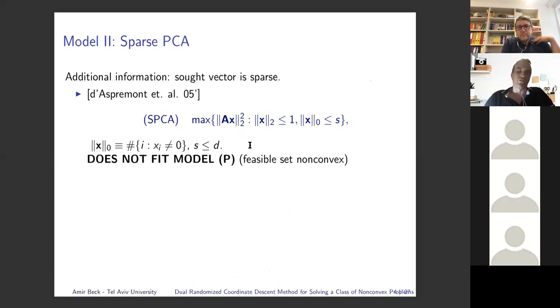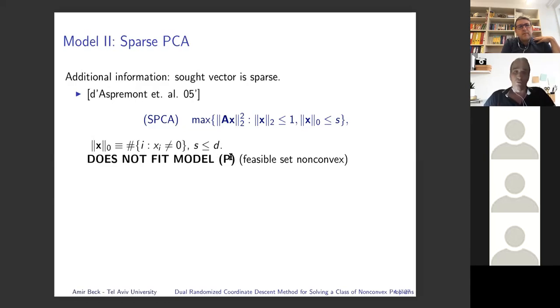A second example, which is also very well known, but of course much more recent than standard PCA, is sparse PCA. There are a lot of papers about sparse PCA, and a lot of formulations. I will use the formulation of d'Aspremont and co-authors from 2005. I just add the constraint that the L0 norm of X is less than or equal to S. And as you all know, the L0 norm is just the number of non-zero elements in the vector.